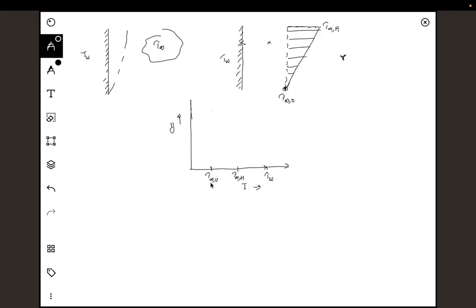So at y equal to 0, it will be this, and at y equal to this, it will be equal to T infinity h.